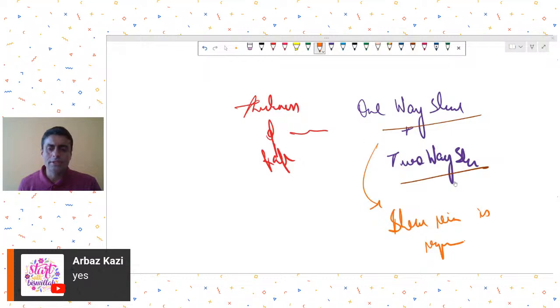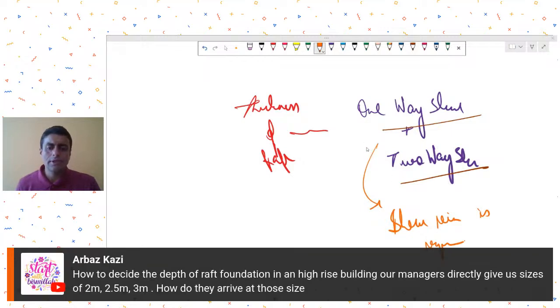What your managers are doing is that, because of their experience of doing such projects, they are able to assess that for this type of building height, approximately this much is the total column load on your total raft. These are the column to column spacing. From that they are able to assess the raft thickness. But for you, you can do it by doing some preliminary calculations related to one way shear and two way shear requirements in raft.